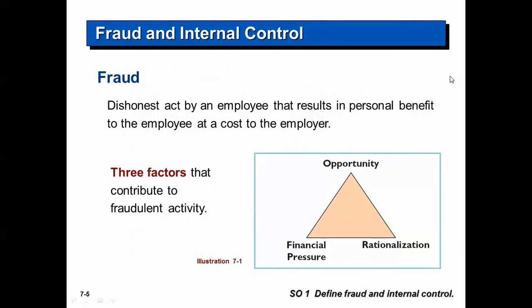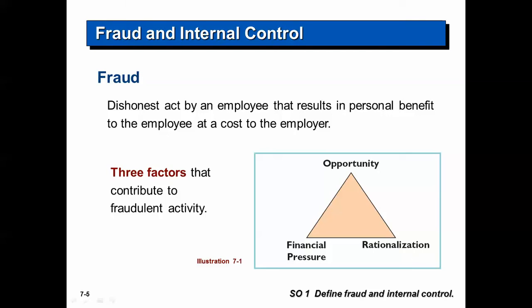Now, to begin with, fraud is a dishonest act by an employee that results in personal benefit to them, the employee, at the cost of the employer. Now, there are 3 factors that contribute. First of all, opportunity. Somebody is going to commit fraud if they have the opportunity and they're under some kind of financial pressure. And when they commit the fraud, they begin to rationalize it, justify it, that the company deserved it. So, these are the 3 factors.